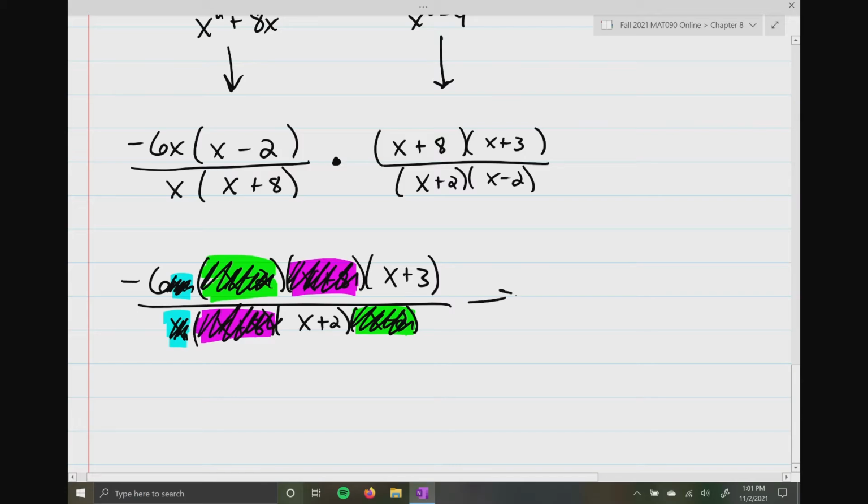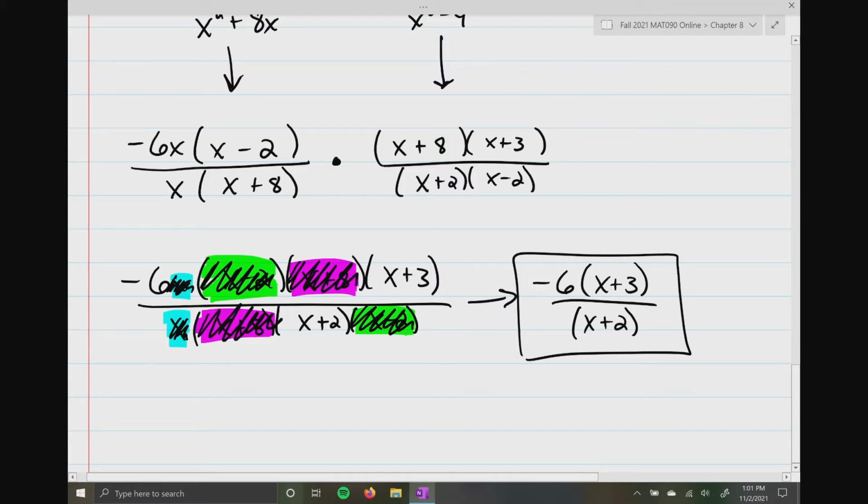You are going to write whatever is left over. So in the numerator, I have negative 6 times the quantity x plus 3. And then in my denominator, I have the quantity x plus 2. And that's it. There's your answer. Okay? So, like I said, these problems, they look difficult. All you got to do is just take your time. Okay? Just take your time. Make sure you factor completely. Make sure you write one big fraction. And then use that n over n property. Finally, just write whatever is left over.